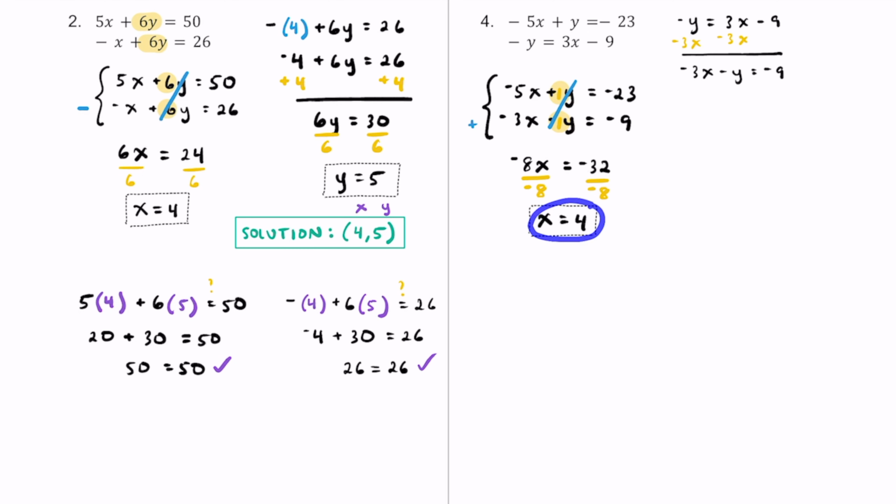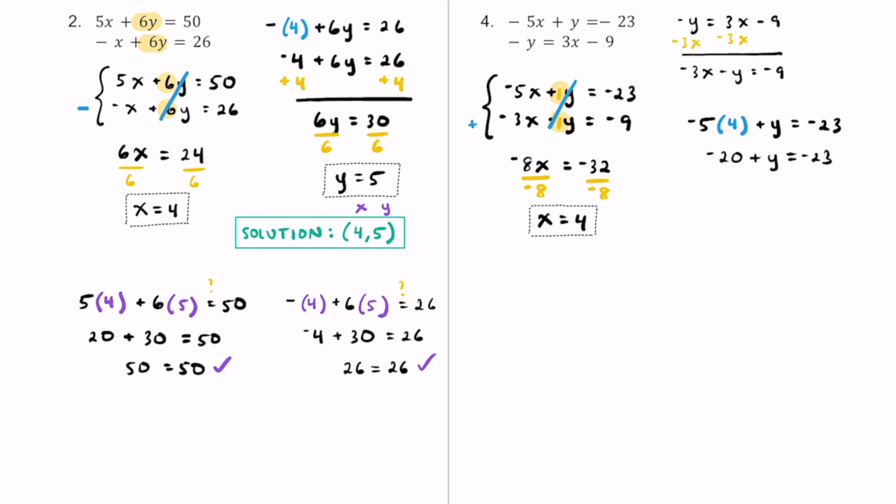You can either plug it into this top equation over here or this bottom equation over here. The bottom one looks like it might be a little bit less work. I'm not sure. The top one is totally up to you. Actually, I like how the y has a positive coefficient on the top one, so I'm going to use the top one. So let's go ahead and write it as -5 multiplied by 4. I'm using the top equation, plus y is equal to -23. So -5 times 4 is -20. So you have -20 plus y is equal to -23.